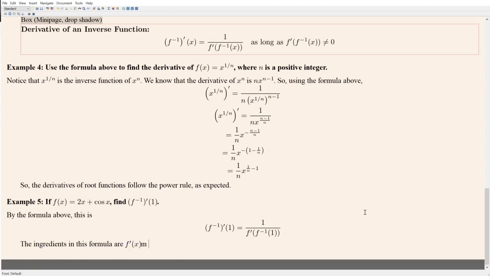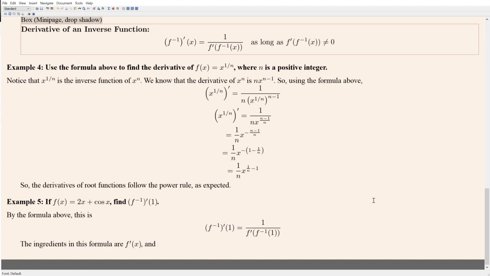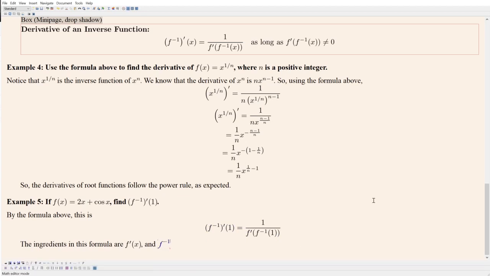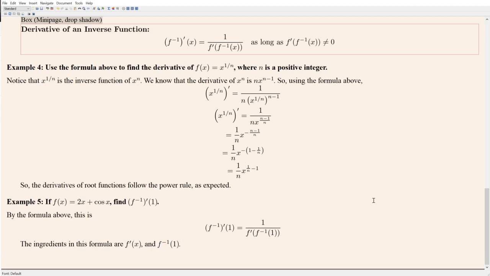So we need to know the derivative. And we also need to know what f inverse of 1 is, right? We need to know f inverse of 1, because once we have this number, we can just plug it into the derivative. We can just plug it into f prime. So those are the ingredients.